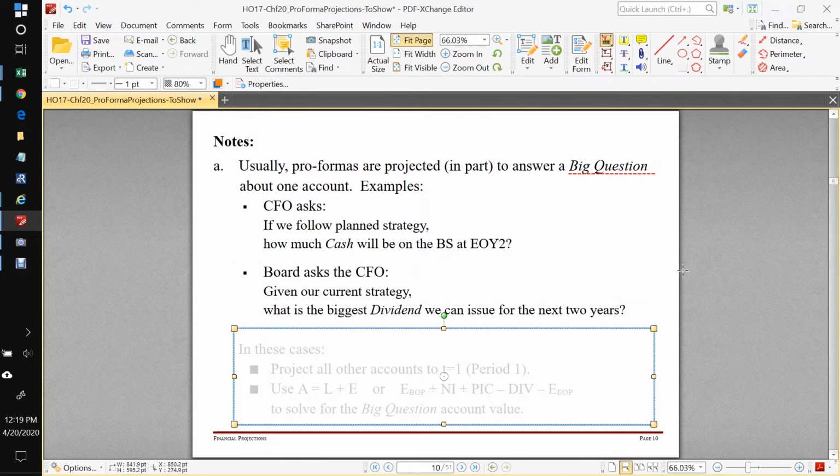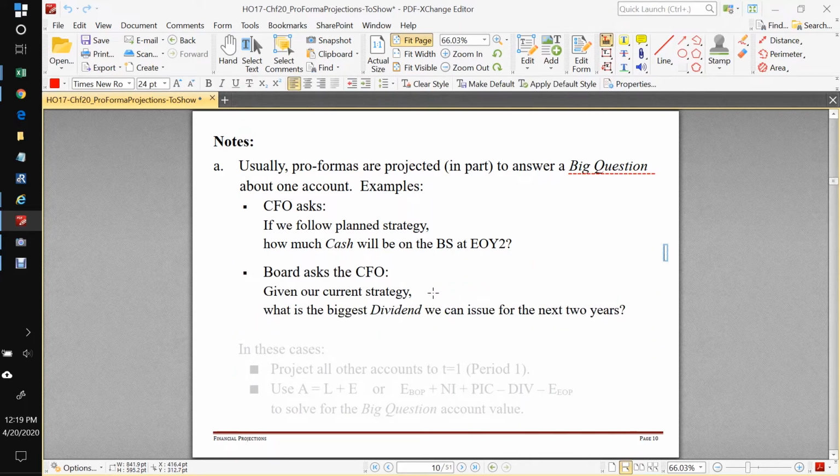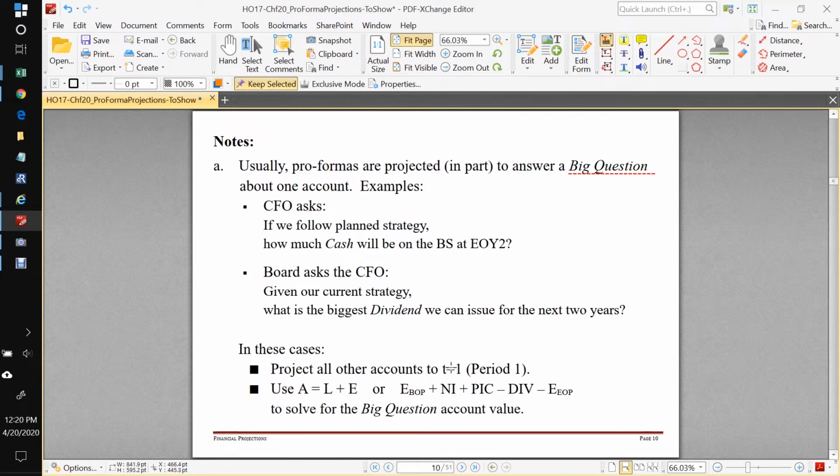Another example of a big question is the board could say to the CFO, given our current strategy, what's the biggest dividend we can issue for the next 2 years? So the big question would be, what's the size of the dividend the company can issue for the next 2 years? So in all these cases, we're going to project all the other accounts. We would project everything but cash here, we'd project everything but dividends here, and then we're going to use one of these two accounting equalities to help us solve for that one missing piece, that one big question piece, account value.